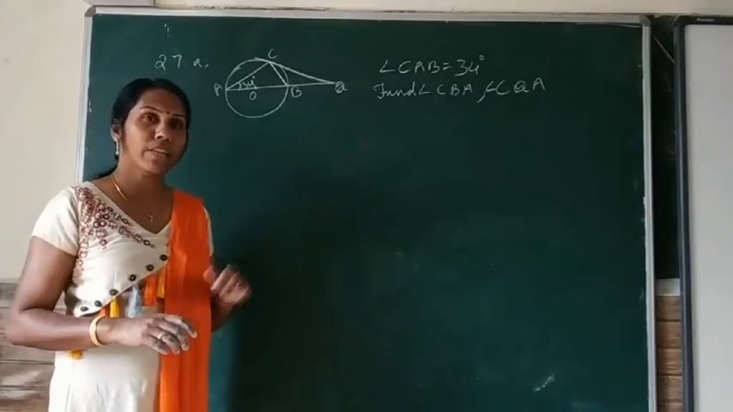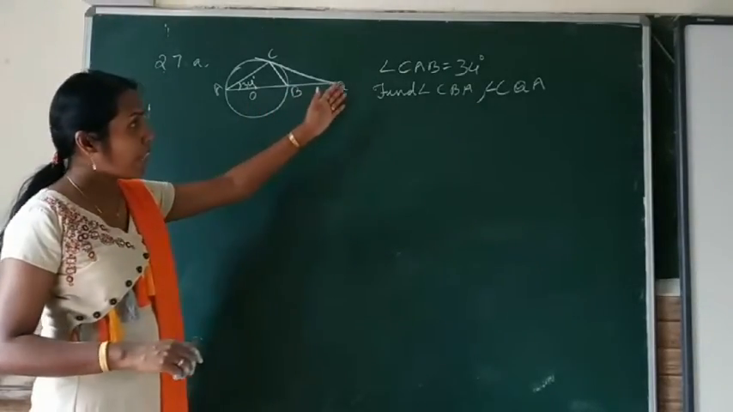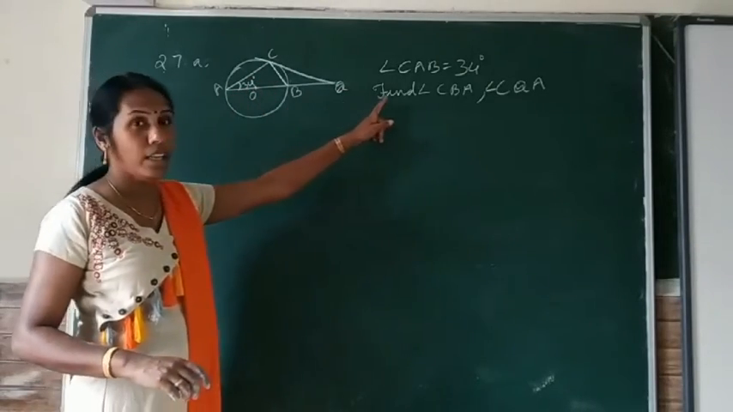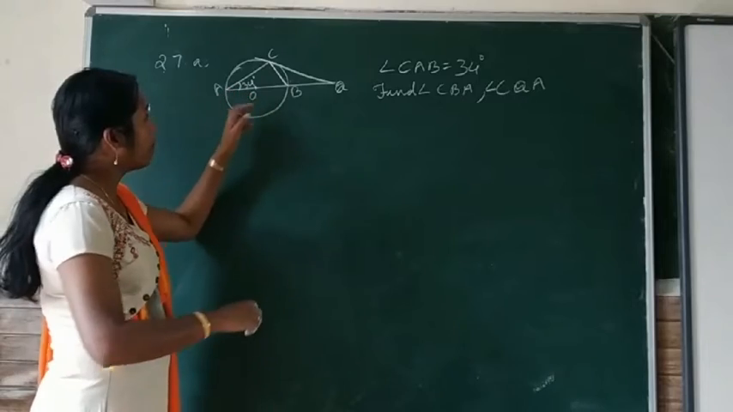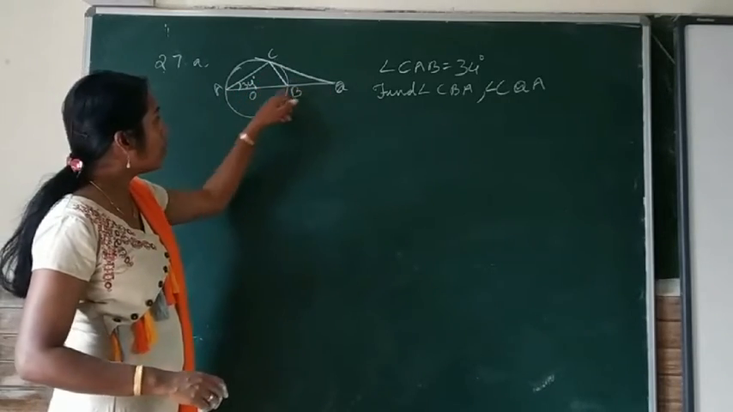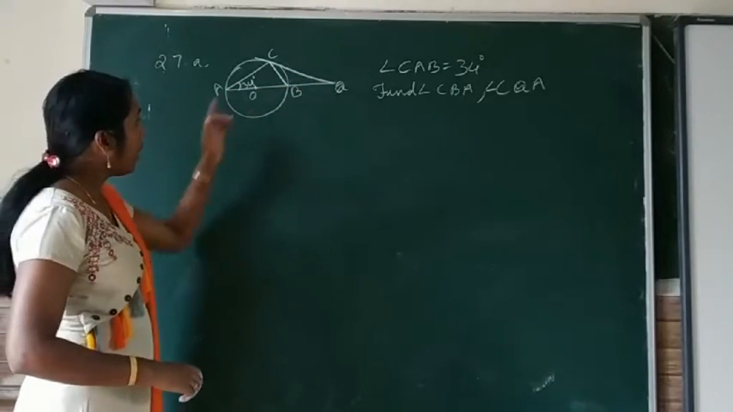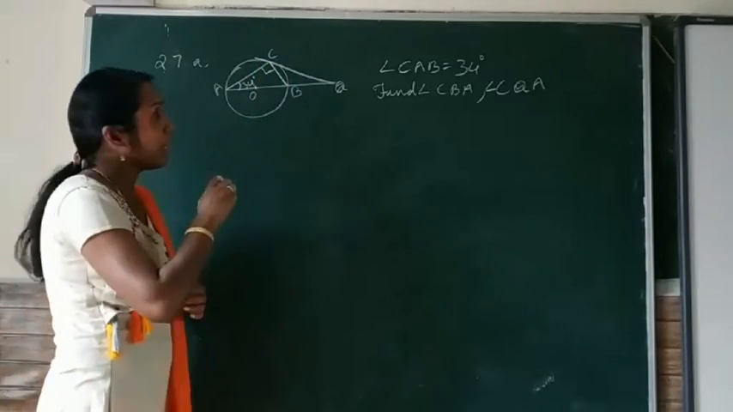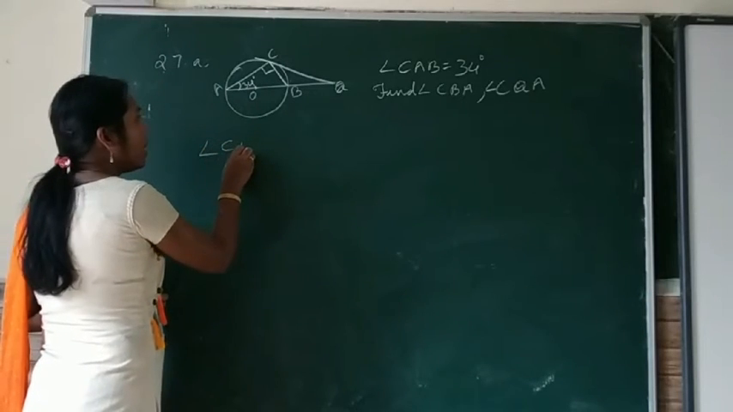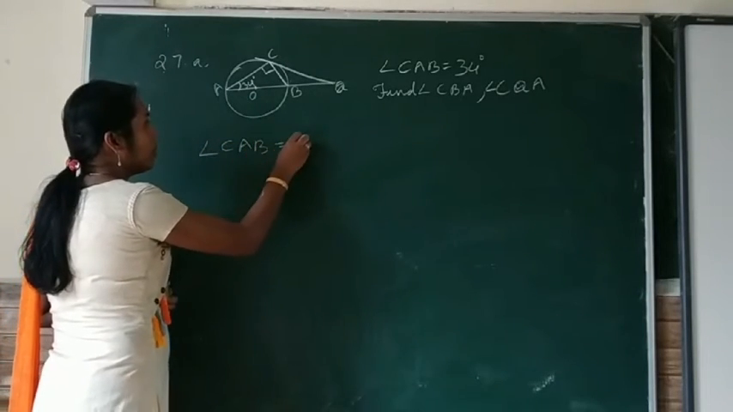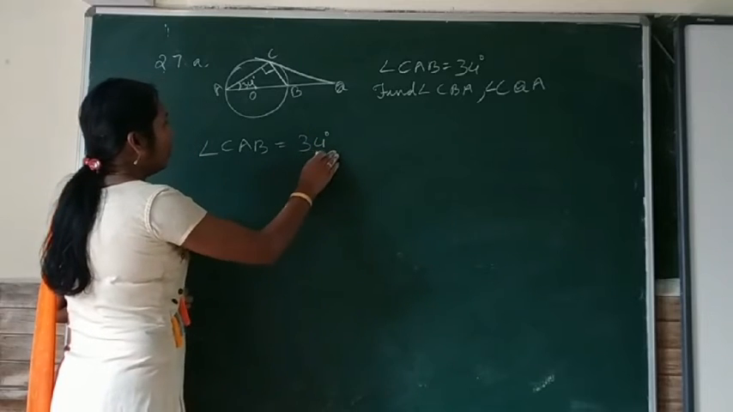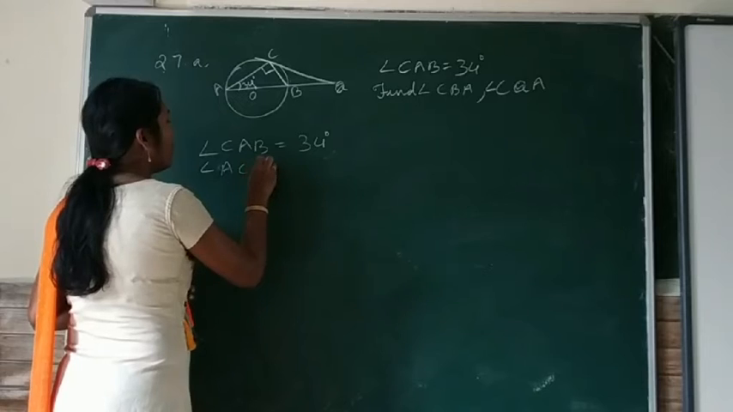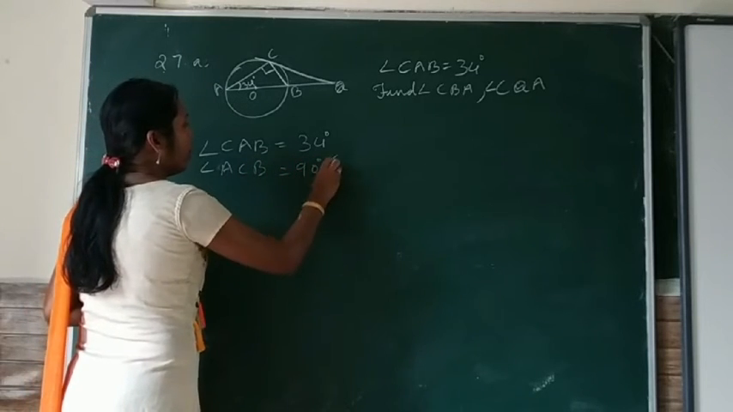Question 27a. Given that angle CAB is 34 degrees, we have to find angle CBA. Then we have to find angle CQA. So angle CBA can be obtained easily because angle ACB is 90 degrees, angle in a semicircle. So we can write angle CAB is given 34 degrees, angle ACB is equal to 90 degrees, angle in a semicircle.